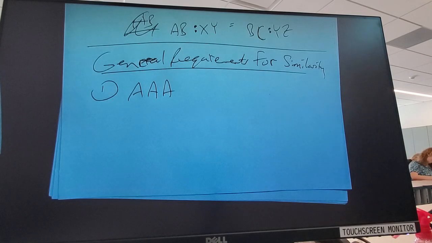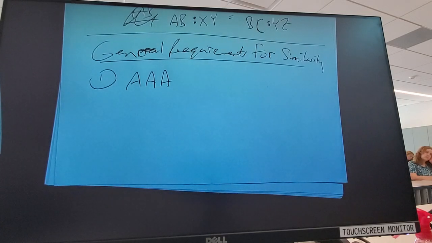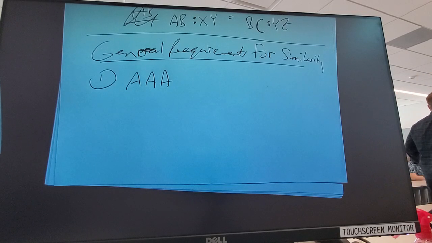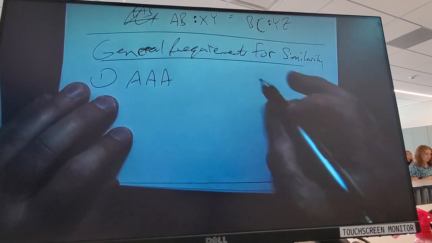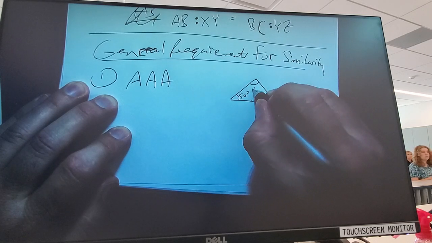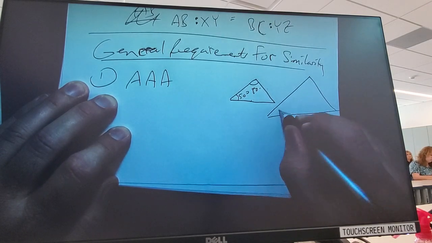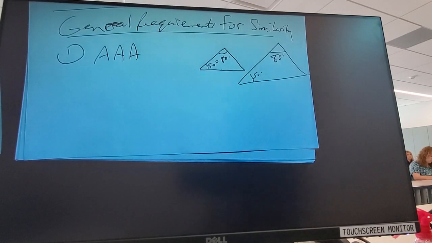Okay, I like it. Now, real quick, let me ask you this. This by itself is kind of silly. If I tell you that one triangle has a 50-degree angle and an 80-degree angle, is that cool? And I tell you another triangle has a 50-degree angle and an 80-degree angle. Some other triangle has a 50 and an 80. Are those similar triangles? Hell yeah, why?